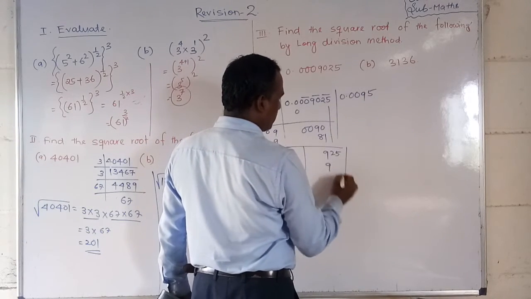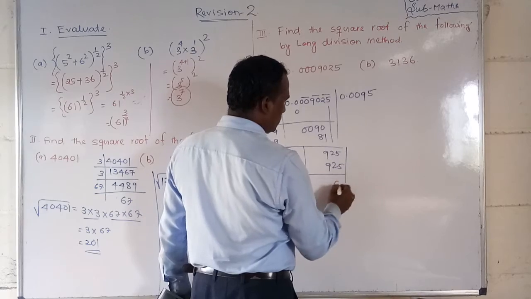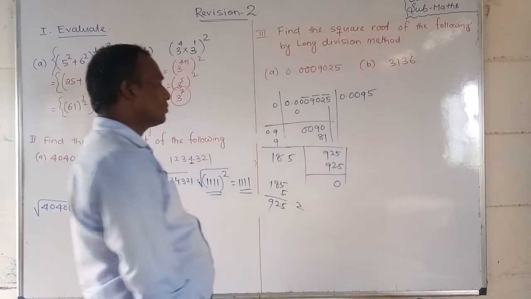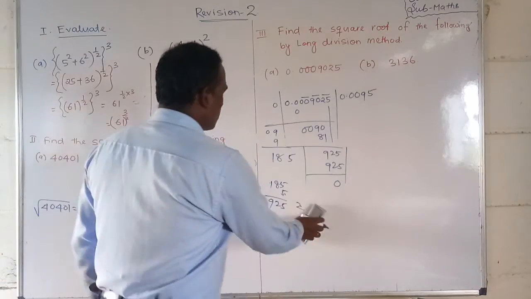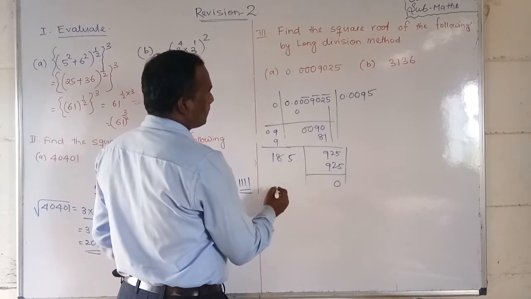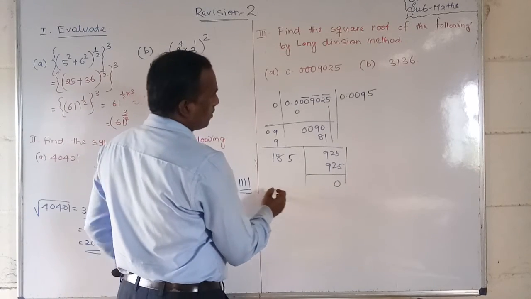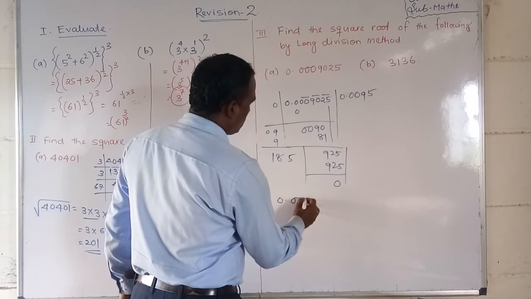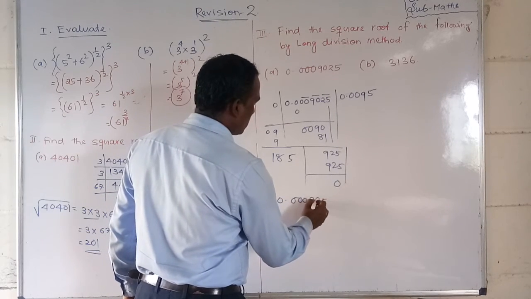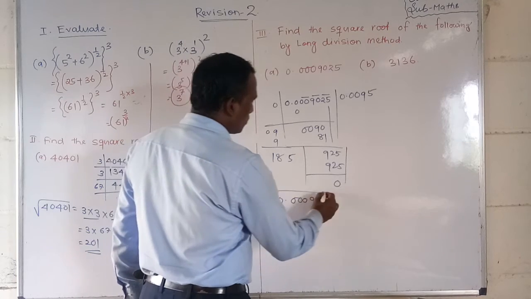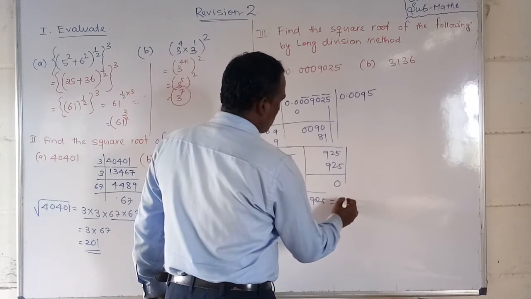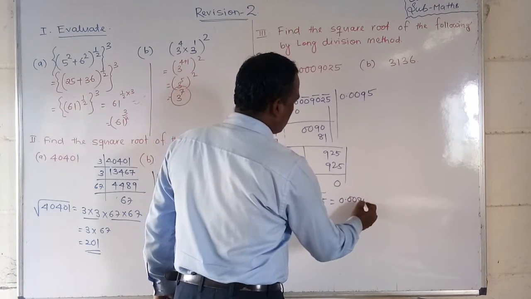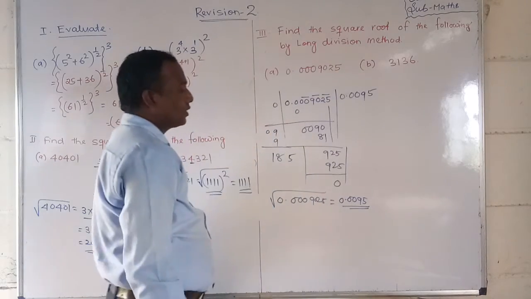So, 925 0. So what answer will we get, friends? We got the root of 0.000925 is equal to 0.0095. This is our answer.